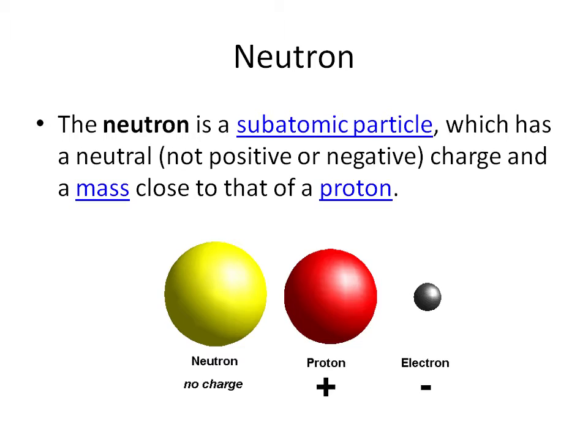Neutrons are also in the nucleus. They are about the same size, a little bit larger than a proton, but we count them as more or less the same size. And the big difference between a proton and neutron is that neutrons have no charge. They do not have a positive charge. So they don't contribute to the charge of the atom, and they also don't change the identity.